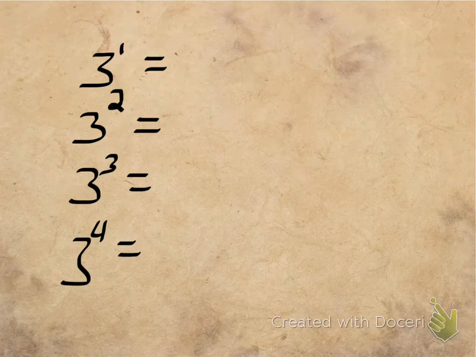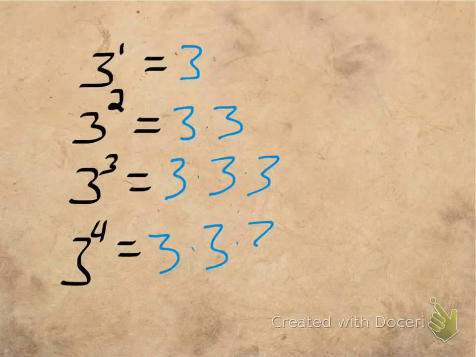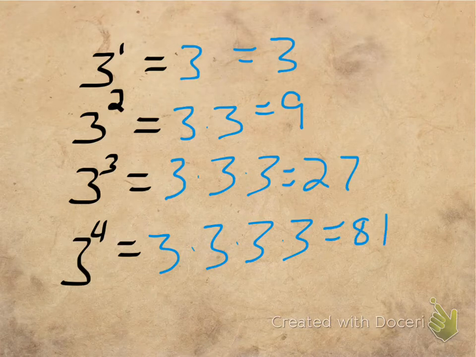Some examples. This basically means 3. This one means 3 times 3. And this one means 3 times 3 times 3. 3 times 3 times 3 times 3. Now when you just have 3 by itself, it equals 3. 3 times 3 is 9, 27, and 81.